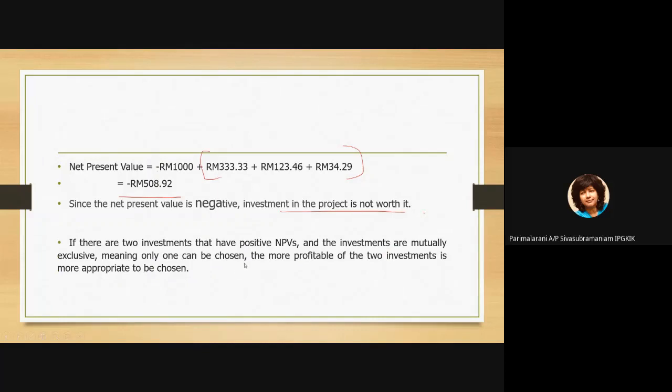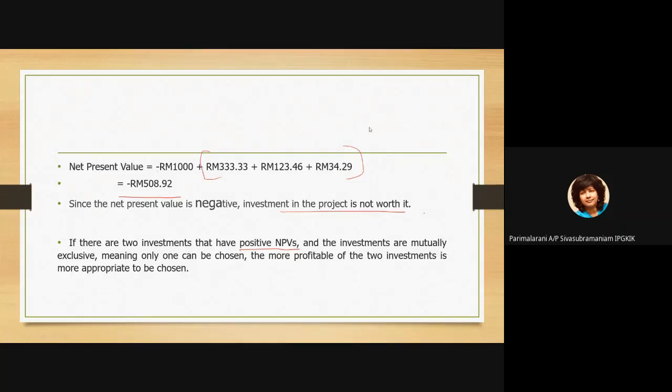If there are two investments that have positive NPVs and the investments are mutually exclusive, meaning only one can be chosen, the more profitable of the two investments is the more appropriate to be chosen. That means if you're considering between two investments and both have positive NPVs, then which will you choose? The one that has a higher amount. The higher amount is more profitable. So choose that. Okay.